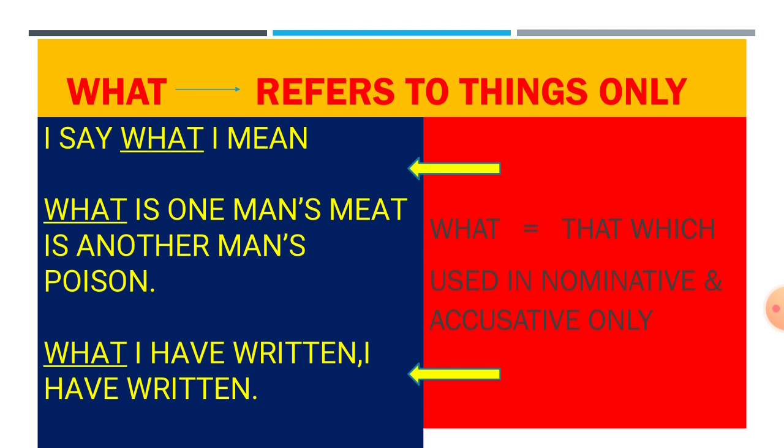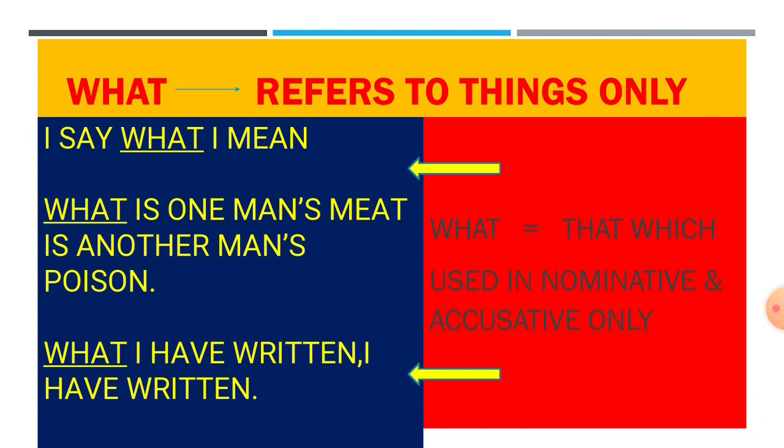Another sentence has been given for understanding. What I have written, I have written. Okay. So what I have written, that means that which I have written, I have written. So I have done it. So here also, instead of that which, we can use what, or actually what means that which. So what I have written, I have written. So these are some of the usages of what.